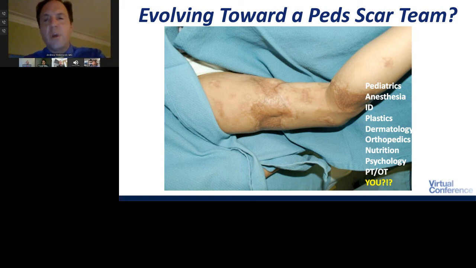If you're missing vitamins and you're nutritionally deficient, you will not heal as optimally as you can otherwise. Psychology, getting these kids in to understand that, let's start with, it's not your fault that this happened to you. Normal, okay? You can live a normal life through this. And of course, PT/OT. I would like to think that someone from this audience might join that scar team as well.